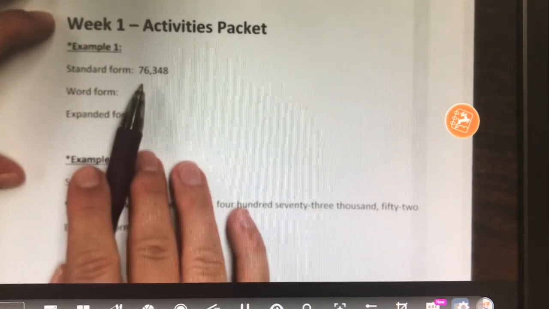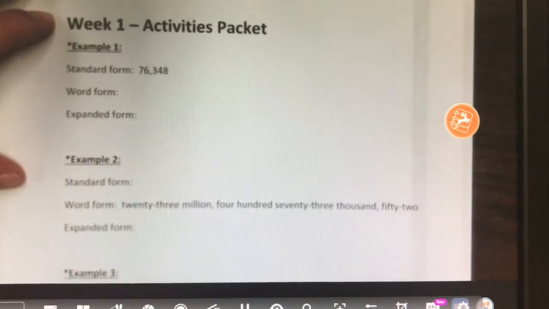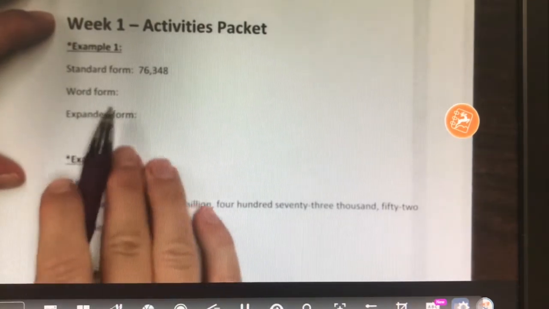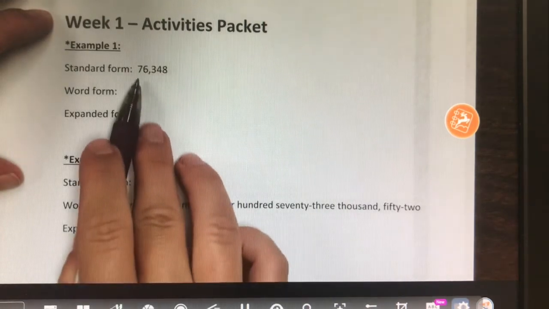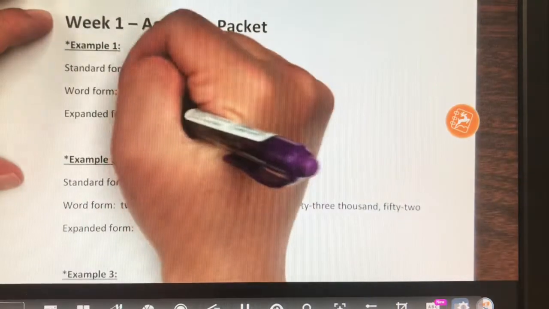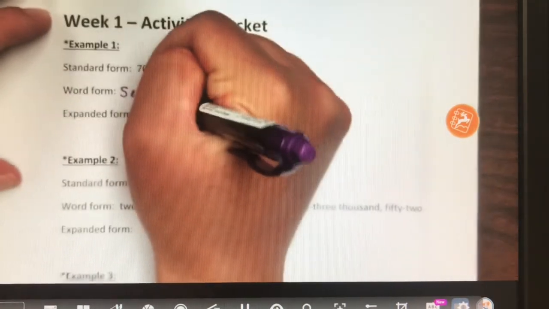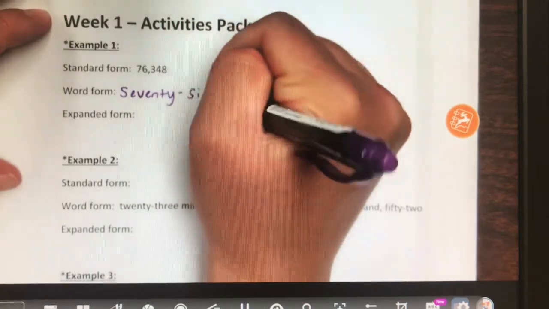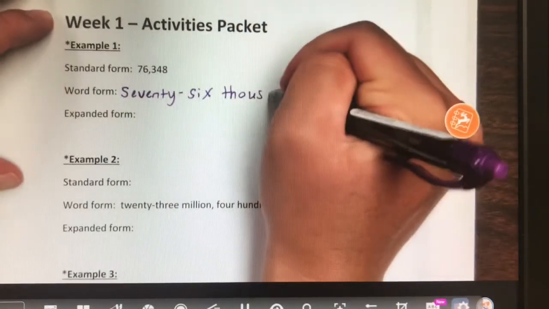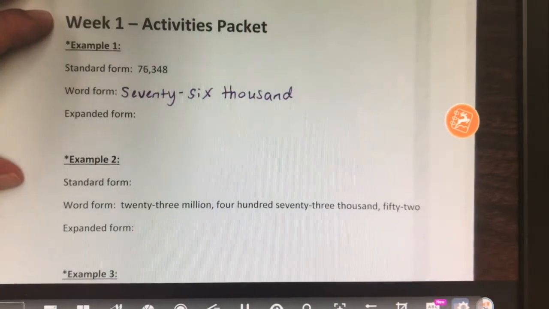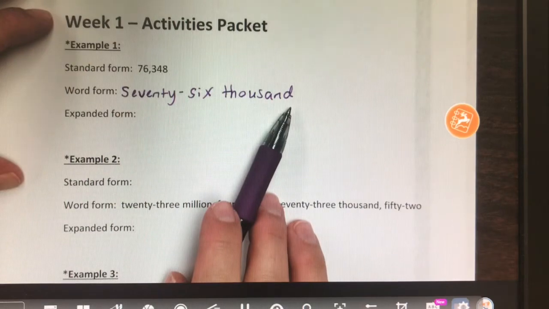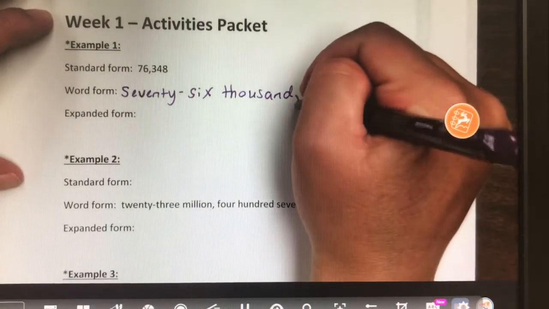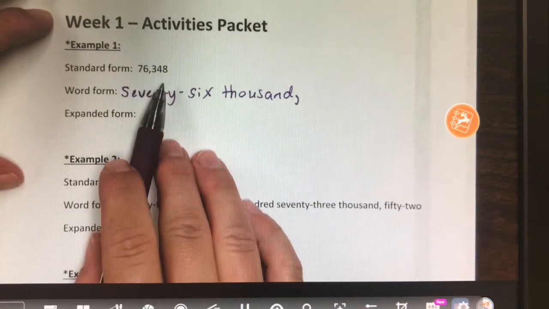So we would read this number as 76,348. So to write this in word form, sometimes when you're doing this, you may just need to repeat the number over and over to yourself until you have all of the words. So I'm going to do the first chunk, which is 76,000. And anytime after millions or thousands, if the number has a comma, our words are going to have a comma in the same spot. So 76,000, comma. The second chunk is 348.